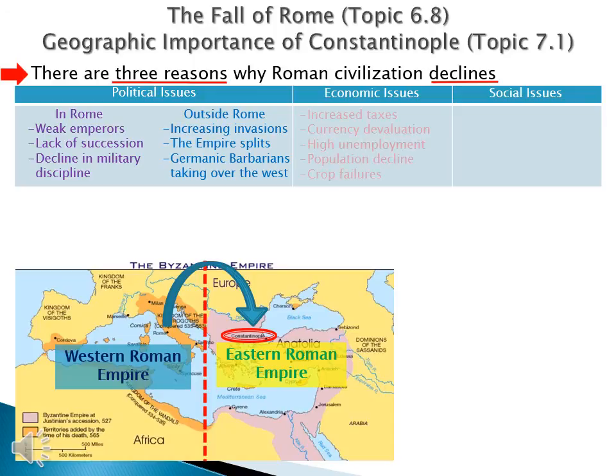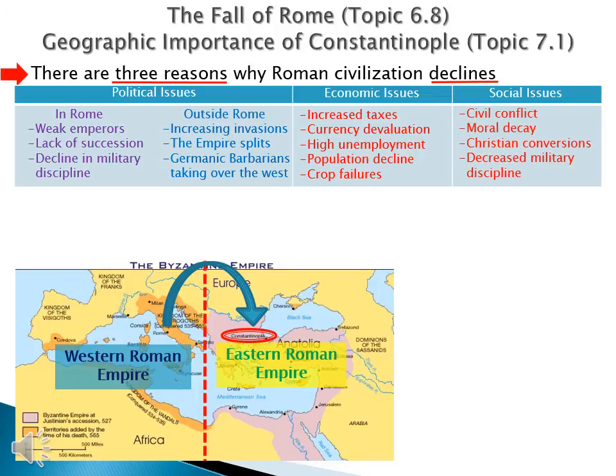Our economic issues: increased taxes, currency devaluation, high unemployment, and the population declines because of crop failures. People are starving to death. Finally, we have social issues, we have civil conflict, moral decay, which is leading a lot of Romans to Christian conversions, and a decreased military discipline.